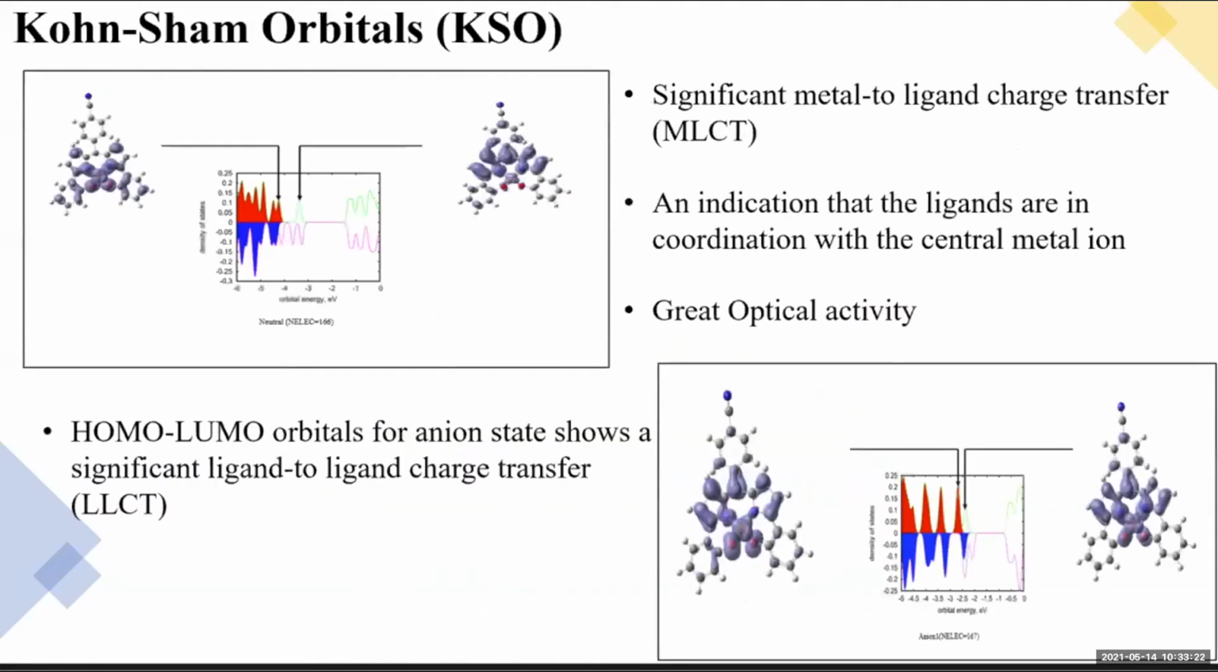One other parameter that I also explored is the quotient orbital because I wanted to look at the metal to ligand interaction. Now, this is what I observed. For the neutral model, which contains 166 electrons, there was a significant metal to ligand transfer. And I was able to conclude that there is quite a level of coordination between the central metal ion and the ligands, which is great for optical activity. However, for the stable anion, I observed a ligand to ligand charge transfer.